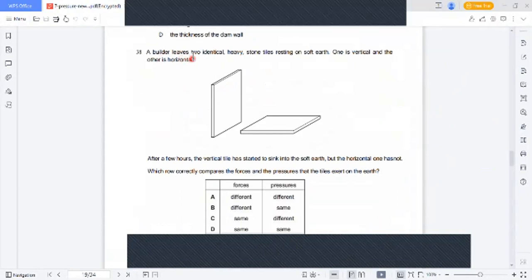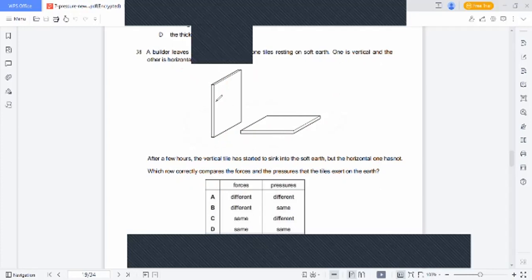A builder leaves two identical heavy stone tiles resting on soft earth. One is vertical and the other is horizontal. After a few hours, the vertical tile has started to sink into the soft earth, you can say marshy land, but the horizontal one hasn't. Which row correctly compares the force and the pressure of the tile exerted on the earth?